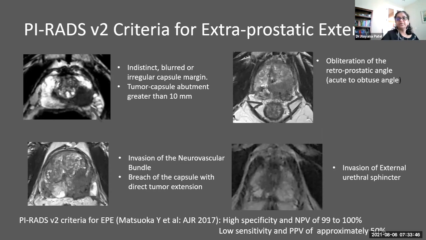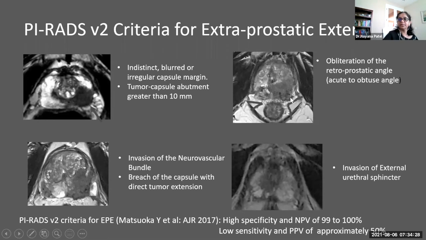Multiparametric MRI can also assess for the extraprostatic tumor extension. The PI-RADS criteria for the extraprostatic tumor extension on MRI are indistinct, blurred, or irregular capsule margin, tumor to capsule abutment greater than 10 millimeter, invasion of the neurovascular bundle, as you can see here on both sides, with breach of the capsule and direct tumor extension outside the capsule.